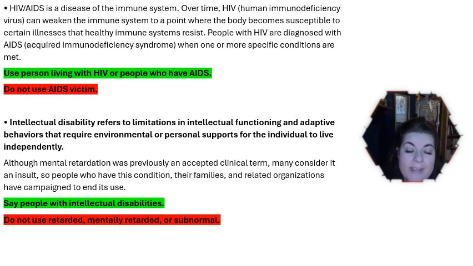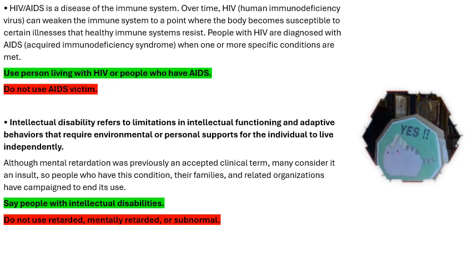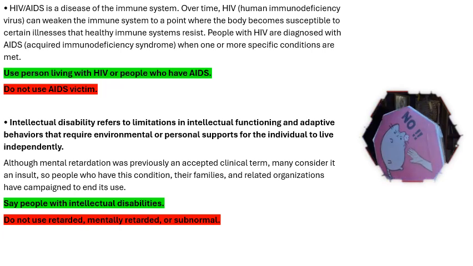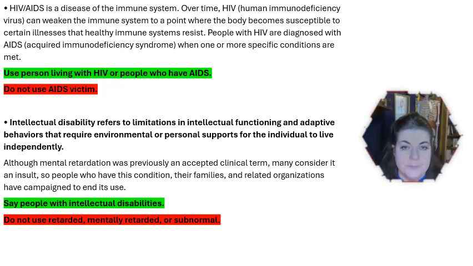So people who have this condition, an intellectual disability, their families and related organizations have campaigned to end the use, okay? Say people with intellectual disabilities, all right? Do not use retarded, mentally retarded, or subnormal.